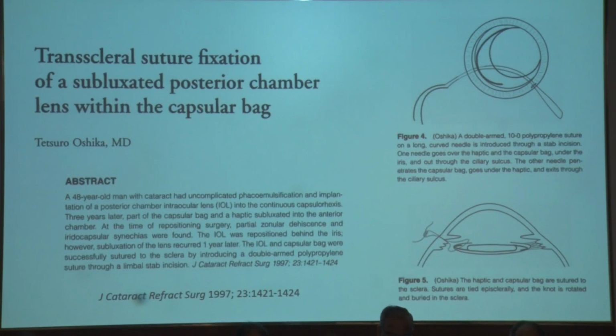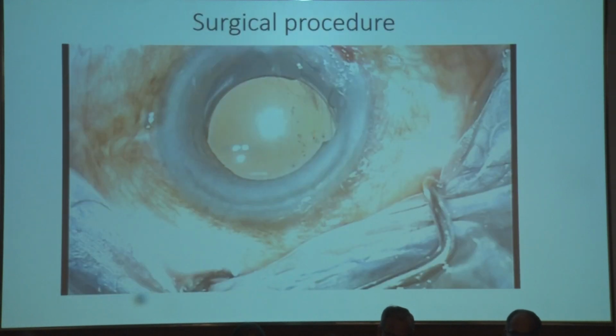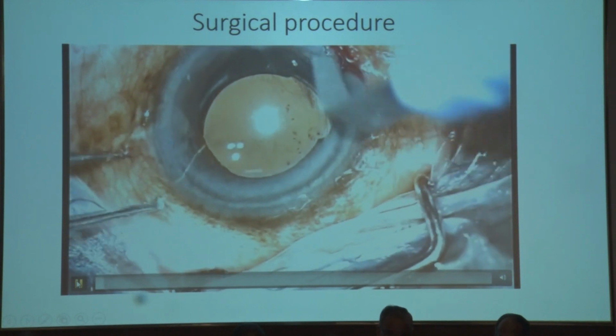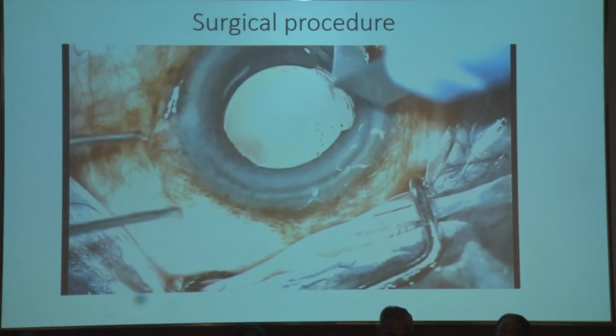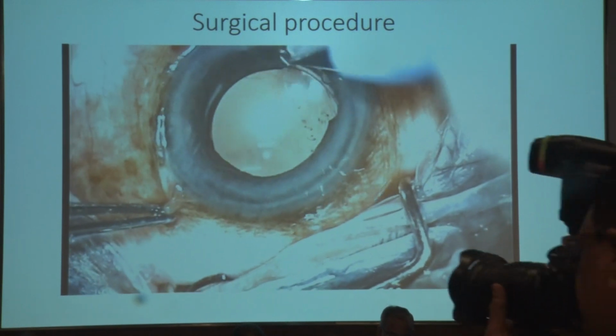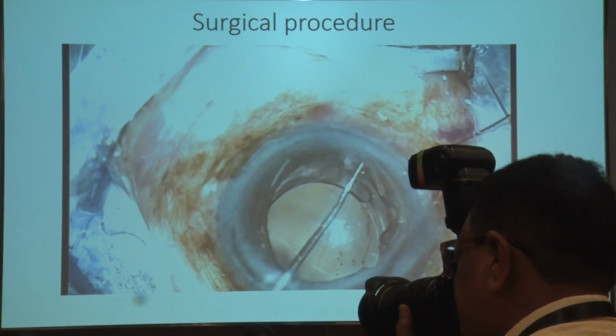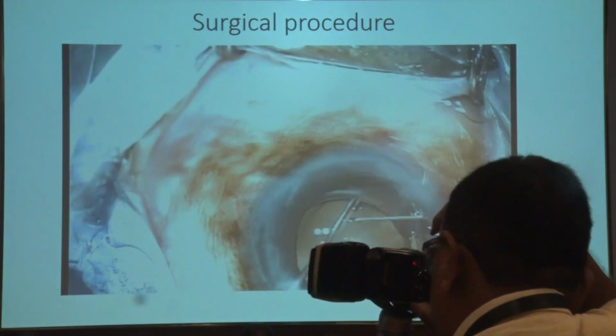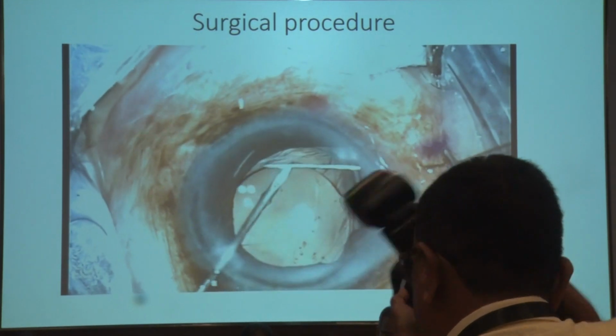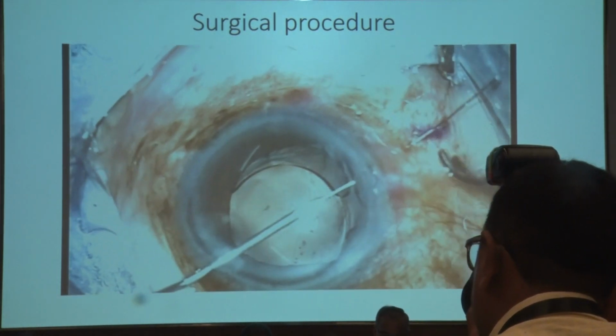Actually, the technique is passing two arms of non-absorbable suture, one over the haptic and one under the haptic, and retrieving them through the ciliary sulcus and tying it over the sclera. Here the knot is buried. We have modified it to bury the knot by making a Hoffman pocket. Here it is an anterior subluxation of a dual haptic or foldable IOL, where the needle is passed in between the gap of the dual haptic and retrieved out through the paracentesis.